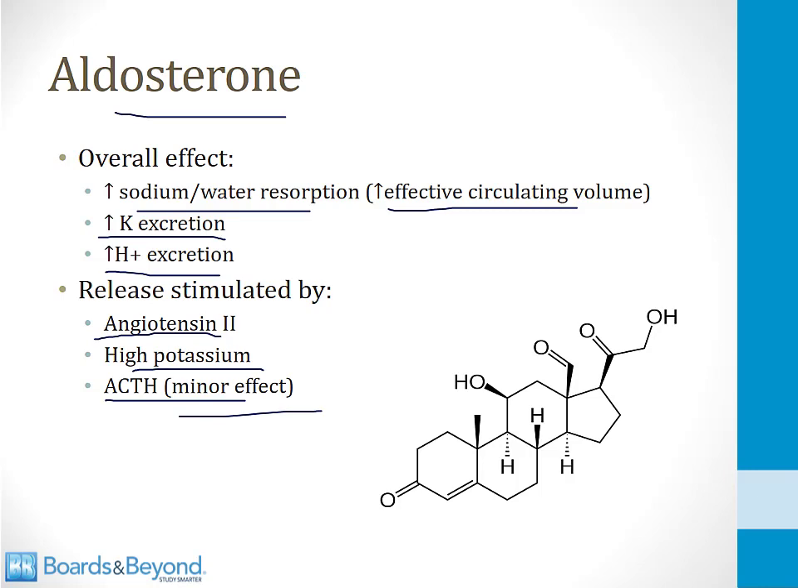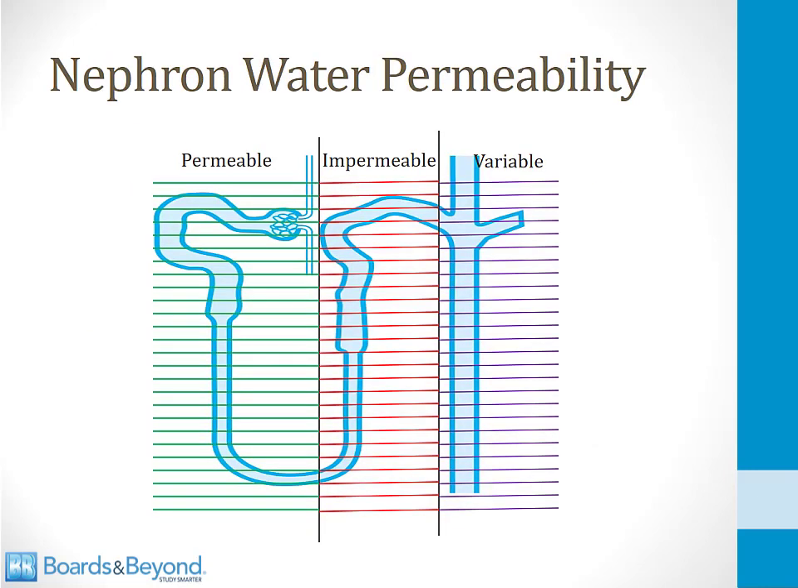Now we're going to talk about antidiuretic hormone, or ADH, and in order to understand how this hormone works, you need to understand the different sections of the nephron and their permeability to water. So the proximal tubule and the descending limb of Henle are permeable to water. Lots of water is reabsorbed in these segments, as we discussed earlier in this video. The ascending limb and the thick ascending limb and the distal tubule are impermeable to water. No water is reabsorbed in these portions of the nephron.